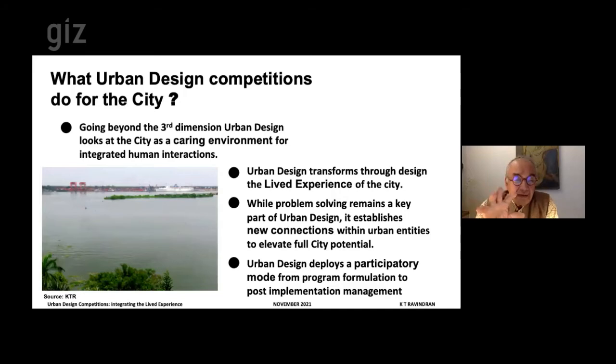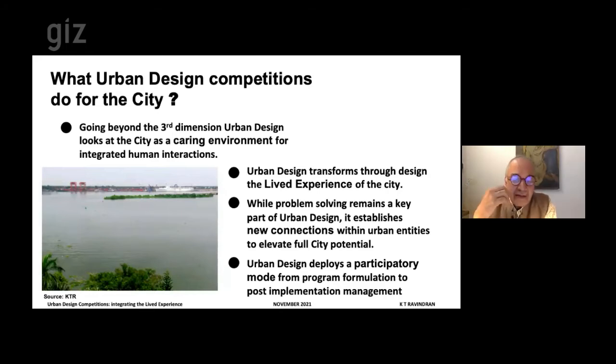There are just a few slides, and most of them are written material, and I'll go through them one by one. First thing is that urban design goes beyond the 3rd dimension of the city. Normally, it is said that urban design is distinct from urban planning, since urban planning envisages everything in its 2 dimensions, and urban design looks at it from the 3rd dimension. Now, this was a very form-centric view, and from this we have moved on to a more people-centric view. So, urban design looks at the city as a caring environment, an environment which cares for its people and for integrated human interactions.